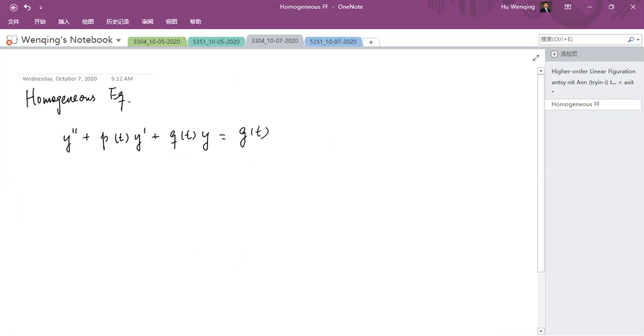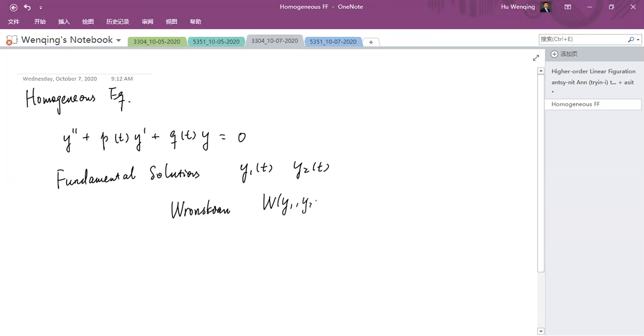Then our homogeneous equation theory says that you're going to create two solutions first, right? So these are the so-called fundamental solutions. By fundamental solutions, it means that the solutions y1 of t and y2 of t both are solutions to the homogeneous equation, and such that they are Wronskian non-zero. We've been talking about this very important notion, the Wronskian W of y1 and y2, which is y1 y2 prime minus y1 prime y2.